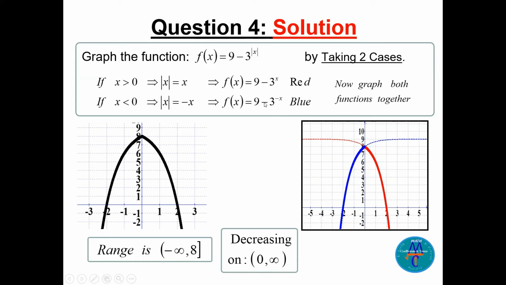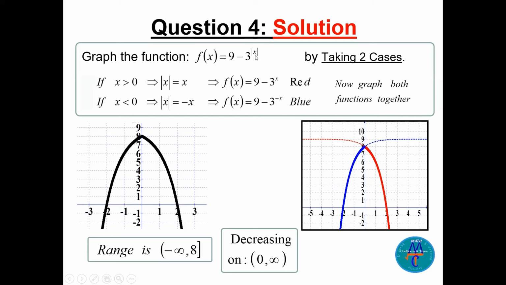This one here in the blue, we take the 3 to the power x as increasing function. Then we have a reflection on the y, and this is a reflection on the x. Then we have 9 units shifting up. Now, why I take this solid blue? Because x is less than 0.